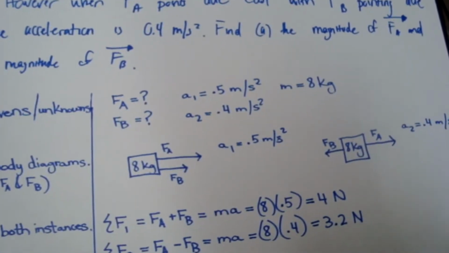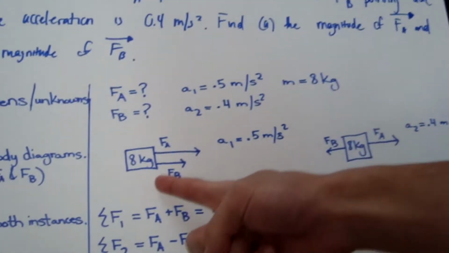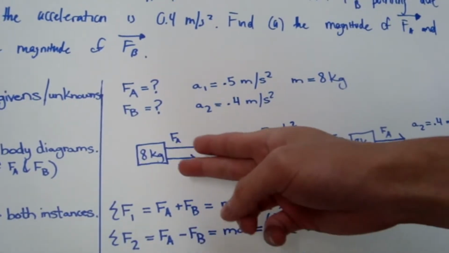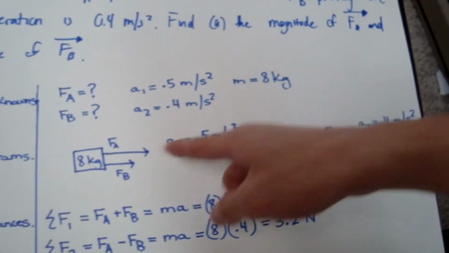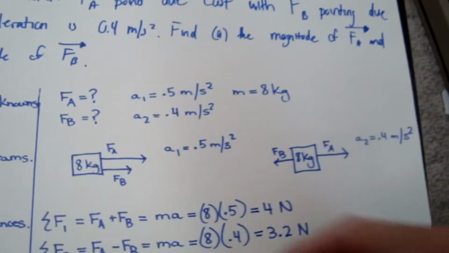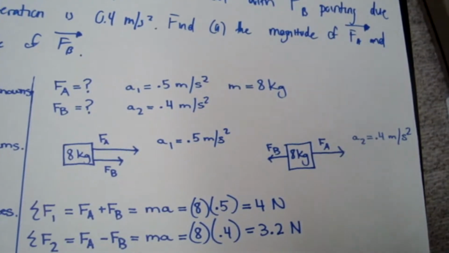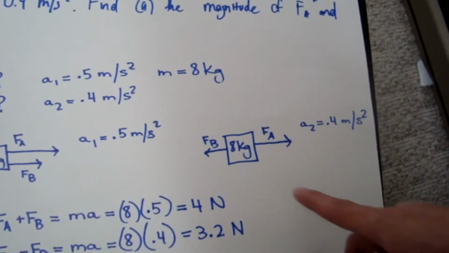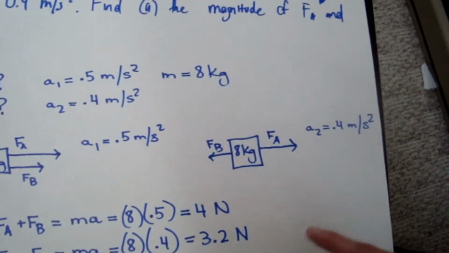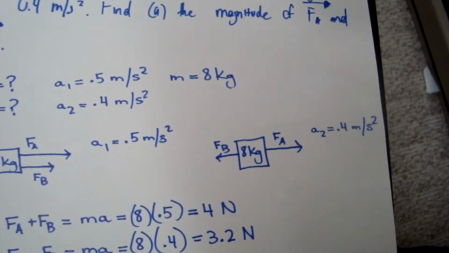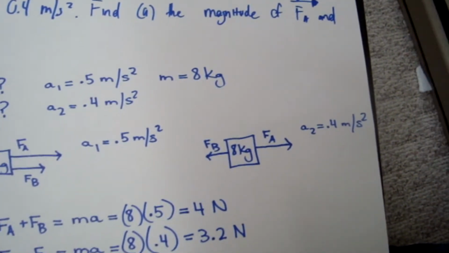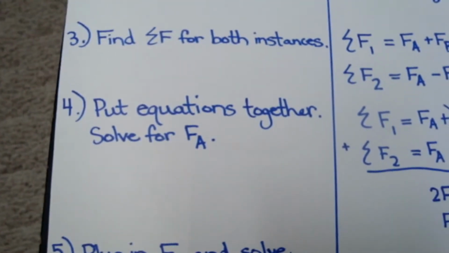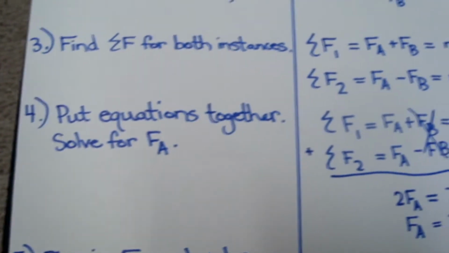So in the first free body diagram you have the mass right here, and they're both pointing in the same direction. And we have a large arrow for FA and a smaller arrow for FB. And here clearly it says acceleration is 0.5 meters per second squared. And then in the second situation, FB is kind of pulling back on FA, so it reduces the acceleration to 0.4 meters per second squared.